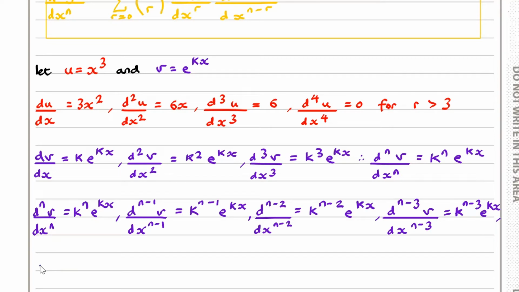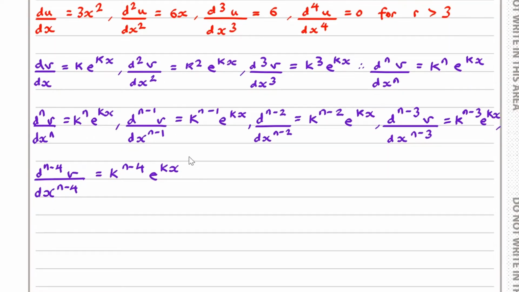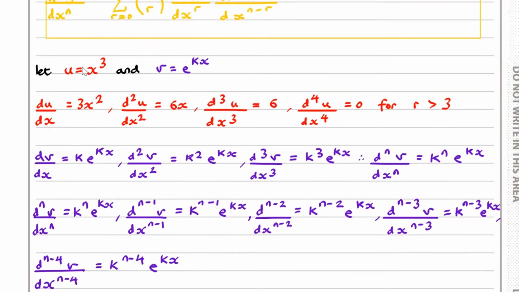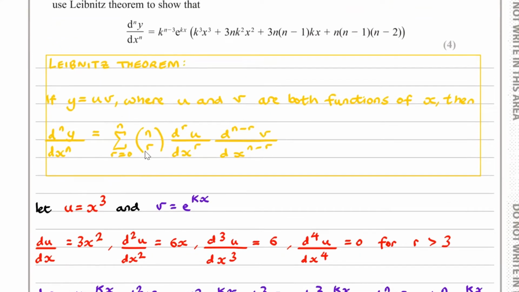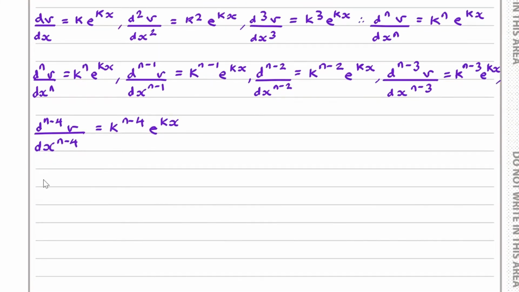Continuing, d^(n-4) v over dx^(n-4), that's equal to k to the power of n minus 4 e to the power of kx. And this is all important because what we can now do is use the theorem and add the terms together. Don't forget to include the coefficients as well. So what we mean by that is the following.